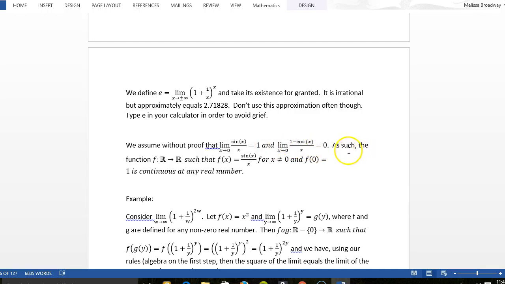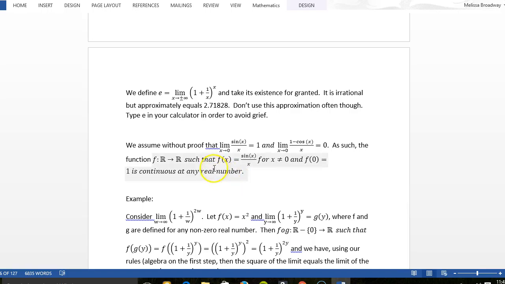So now, as such, the function f from R to R such that f(x) equals sin x over x for non-zero x, and f(0) equals 1, is continuous at any real number, including 0, because at 0 we break away from this and define it to be 1. As it turns out, if you plot this on a graph, you can show graphically that if you define f(0) to equal 1, you will have continuity even at 0 itself.